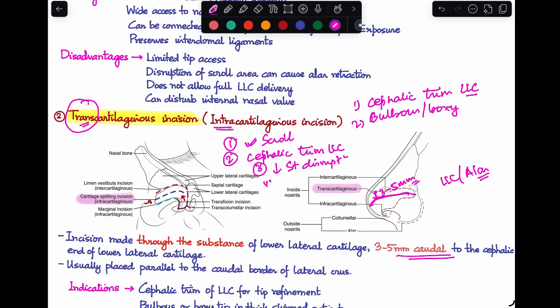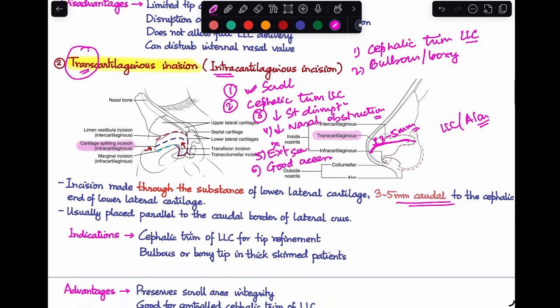Next, it also decreases the risk of nasal obstruction. Why? Because here we are avoiding the nasal valve area. So the chance of a scar contracture forming involving the nasal valve area is lesser. Therefore, there is a decreased risk of nasal obstruction. Fifth, a very obvious one is that there is no external scar involved here because we are giving an incision inside the nose. And lastly, we have good access to the tip in this incision compared to the intercartilaginous incision. So these are the advantages of the transcartilaginous incision.